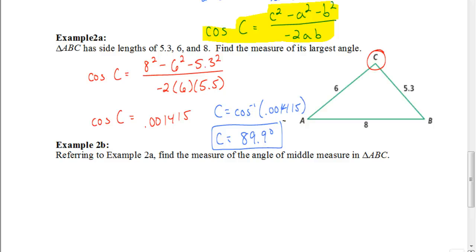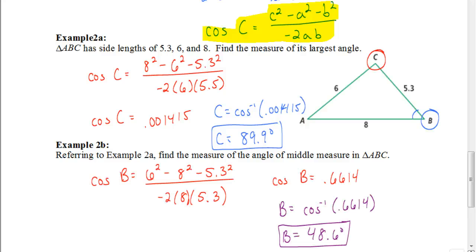So now what I want you guys to do is I want you to do example 2b. Referring to example 2a, find the measure of the angle of middle measure in triangle ABC. Well, you guessed it, you're going to have to look for the side that's got the middle length, which would be 6, and you're looking for the angle across from it. So for this one, we're looking for angle B. So why don't you guys take the time now to work this one out. So pause this video and hit play when you're ready to check to see if you have the right answer.